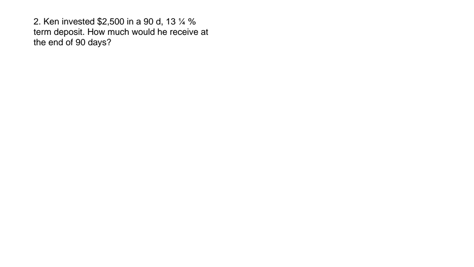Ken invested $2,500 in a 90-day 3.25% term deposit. How much will he receive at the end of 90 days? So first thing we need to figure out is our principal. What is it? It's $2,500. That's how much he originally invested.